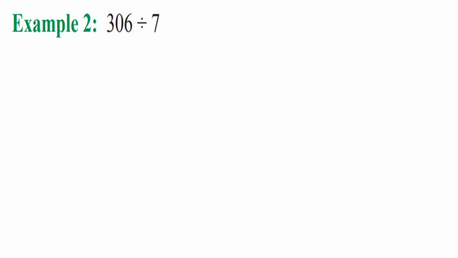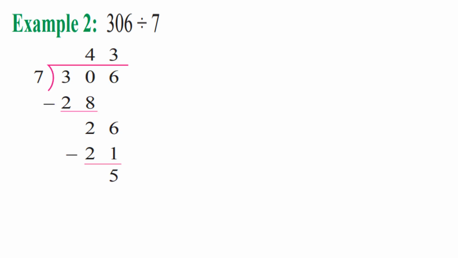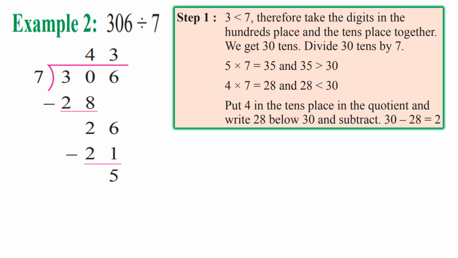Example number 2. 306 divided by 7. You can write like this using the long method, students. First step is step number 1. 3 is less than 7. Therefore, take the digits in the hundreds place and the tens place together. We get 30 tens. Divide 30 tens by 7.